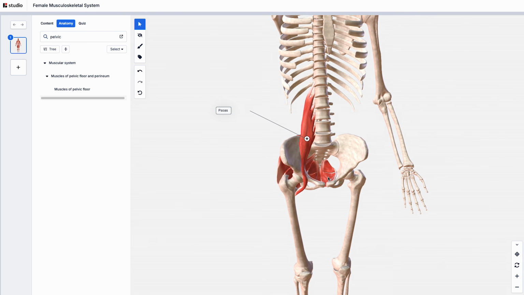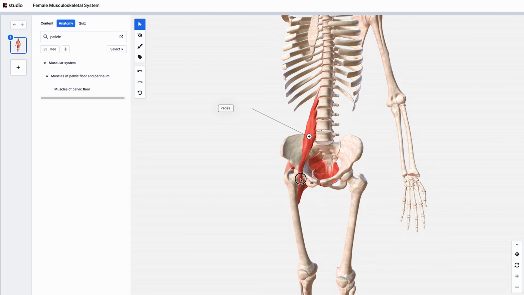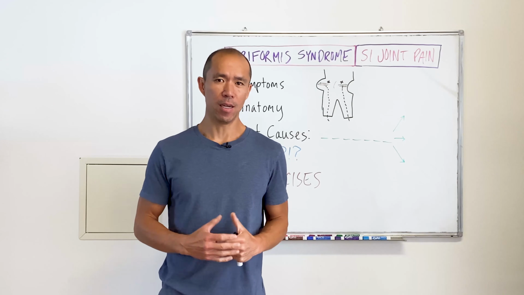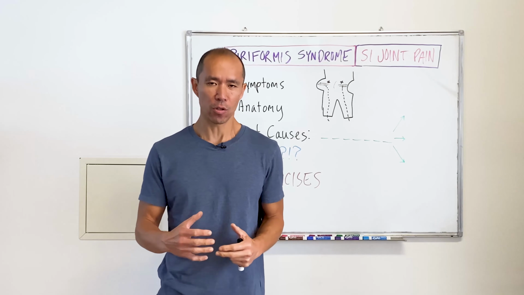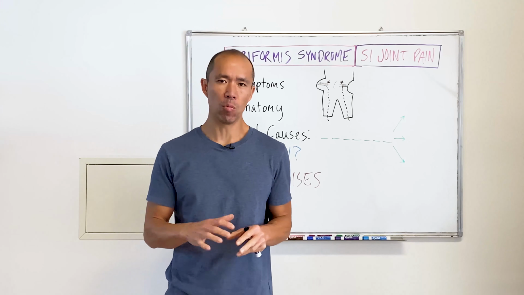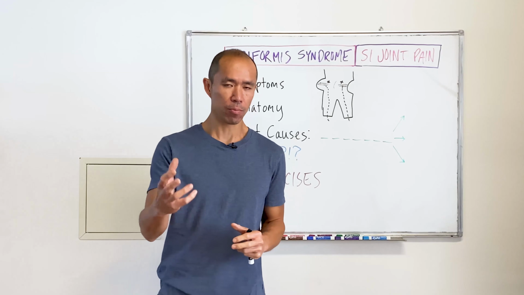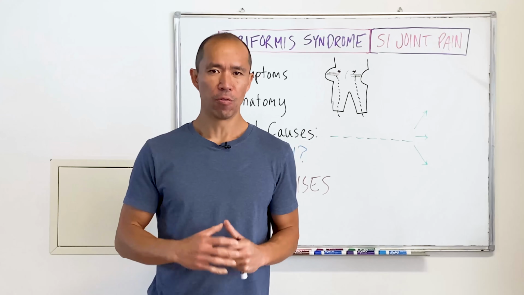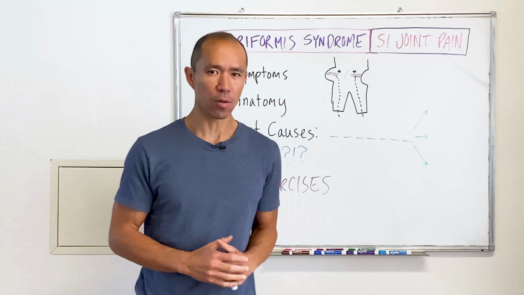And now that you understand the anatomy and you have the visual in your mind, you'll really understand why I've chosen the exercises that I've chosen to help you with piriformis syndrome or SI joint pain. I hope that little anatomy lesson was helpful for you so that you can visualize exactly what's going on, and you'll really understand why the exercises that I'm going to show you are effective. Before we get to the exercises, let's talk about the root causes.